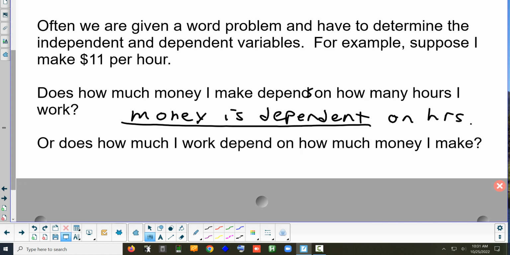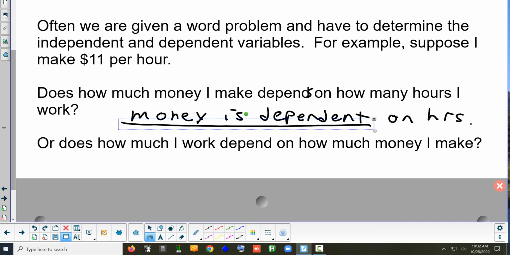Money is the dependent variable. The amount of money you make is controlled by something else. It's controlled by how many hours you work. The money depends on the hours. Money is dependent. And what letter is always the dependent?